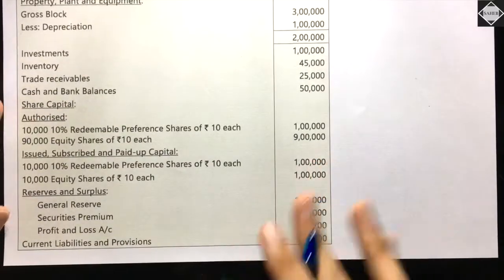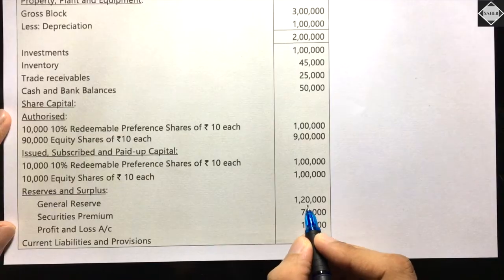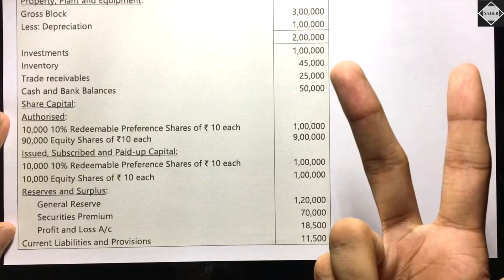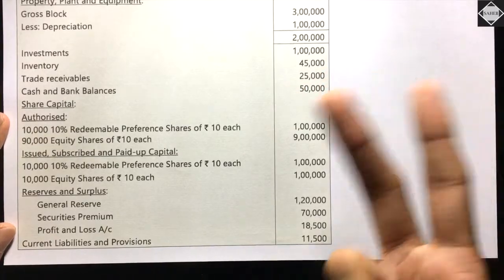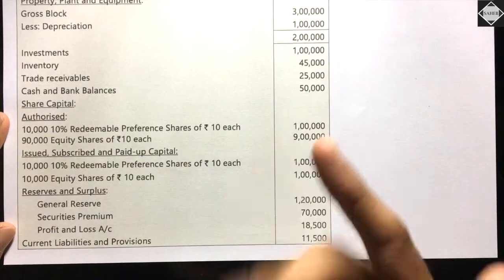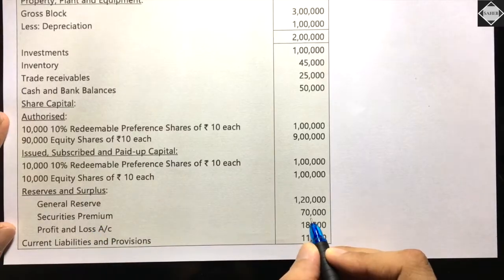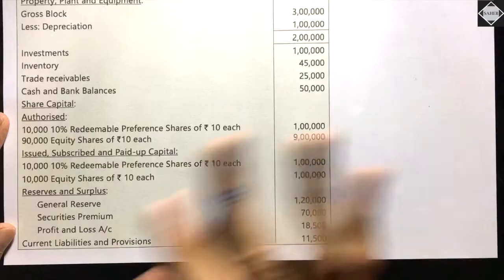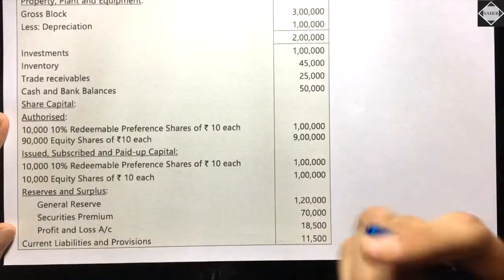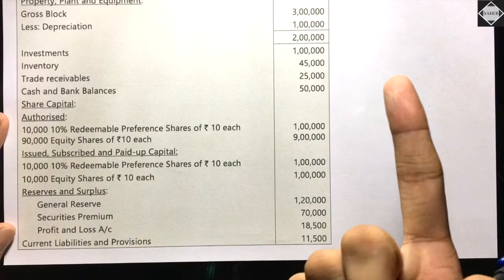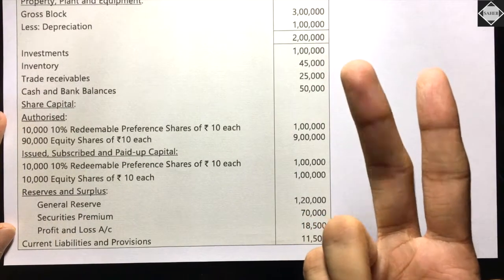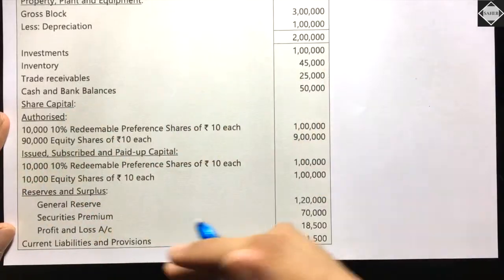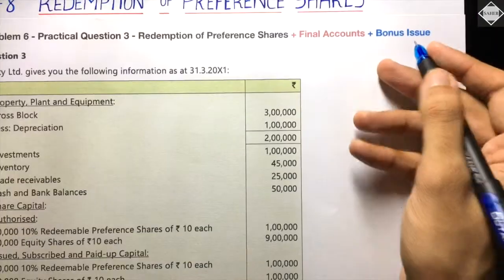And then see the reserves and surplus. General reserve 1,20,000, which is a free reserve. You can use that for creation of CRR as well as to write off premium on redemption. You know that it's a free reserve, right? And for bonus issue also you can use general reserve. And then we have securities premium, 70,000. Now securities premium, according to the Companies Act, you cannot use for writing off the premium on redemption or creation of CRR. You can only use securities premium, in this chapter, right now in this question, only for bonus issue.